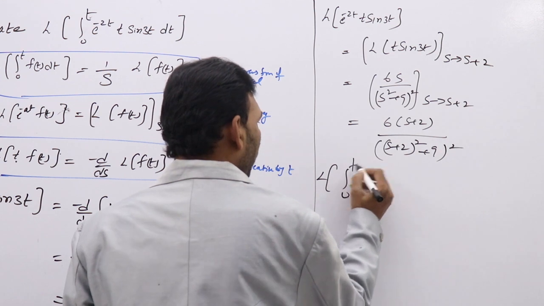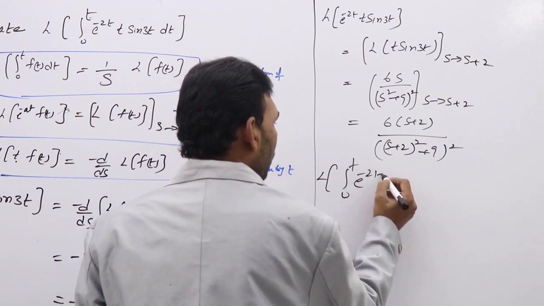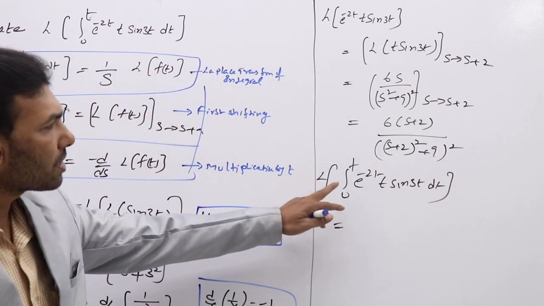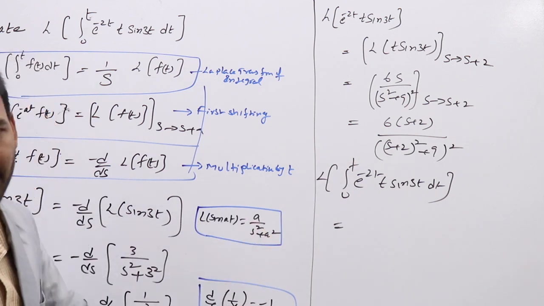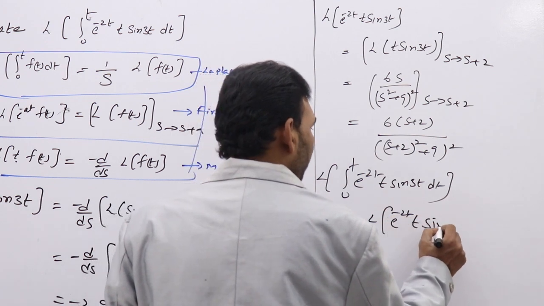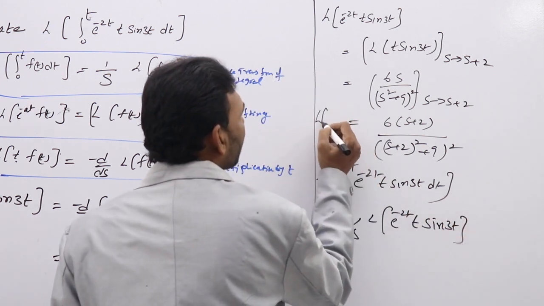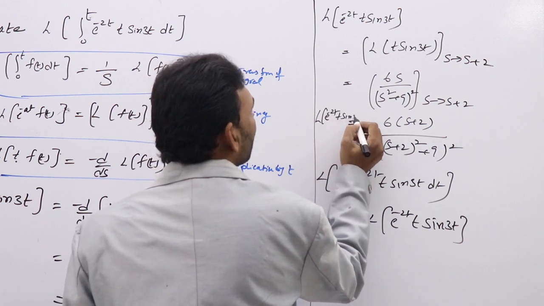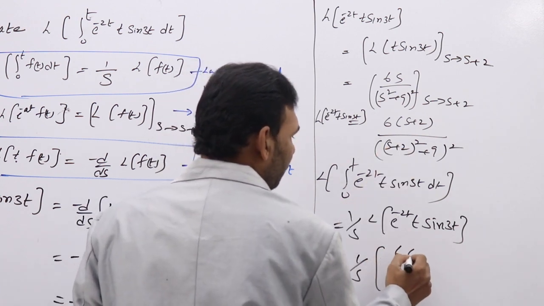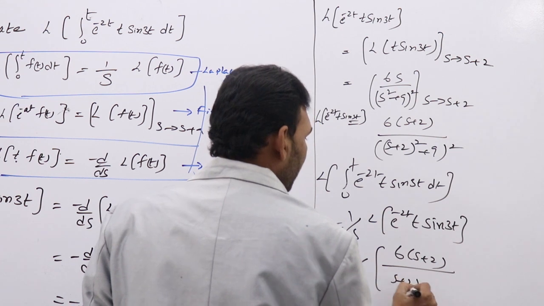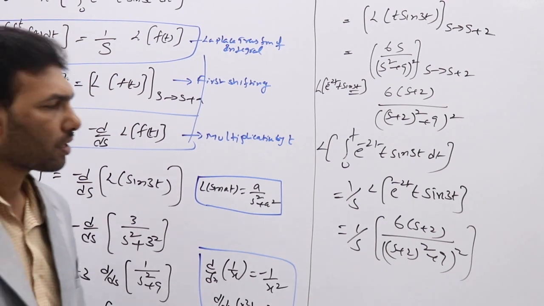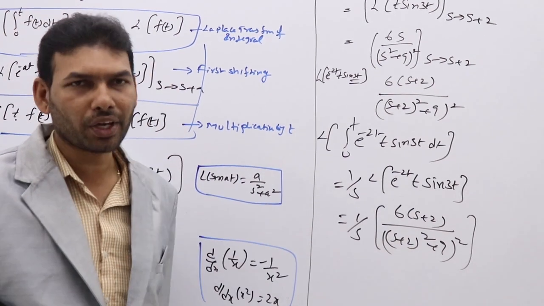L of the final one, integral 0 to t, e power minus 2t, t sin 3t dt equal to. What I said, simply keep 1 by s before the remaining term evaluation. This one: 1 by s into L of e power minus 2t, t sin 3t. This value you know. So in that write 1 by s before that term. 6 into s plus 2 by s plus 2 whole square plus 9 whole square. If you want, you can expand this using a plus b whole square, and you can end the problem.